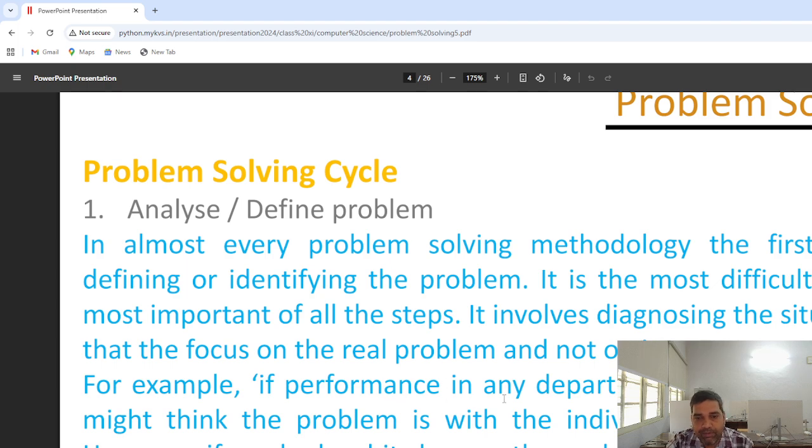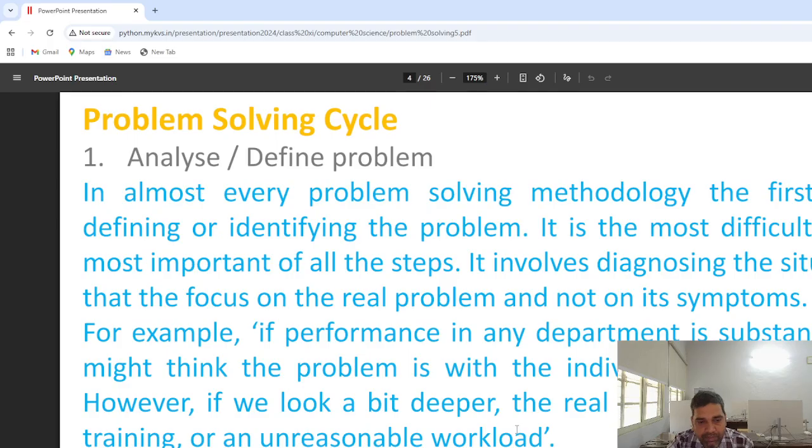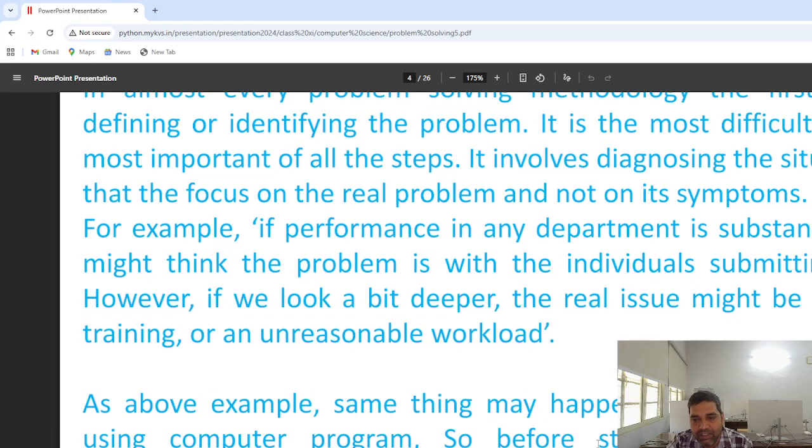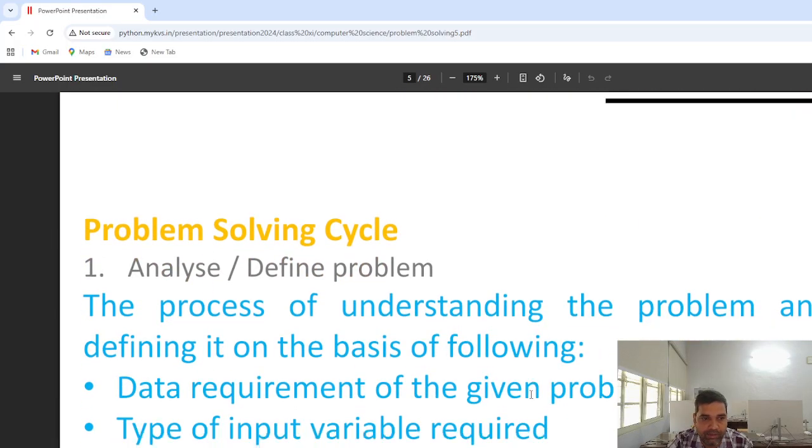For example, if performance in any department is substandard, we might think the problem is with the individual submitting work. However, if we look a bit deeper, we find the real issue might be a lack of training. Why are they not performing in the department? The personnel of the department are under-trained, they lack training, or maybe they have some workload. As in the above example, the same thing may happen with problem solving using computer programs. So before we start designing or coding, the problem must be thoroughly defined and thoroughly analyzed. What is the cause of the problem? What are the factors of the problem?